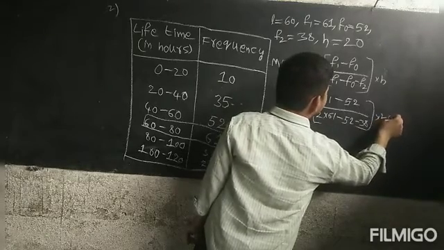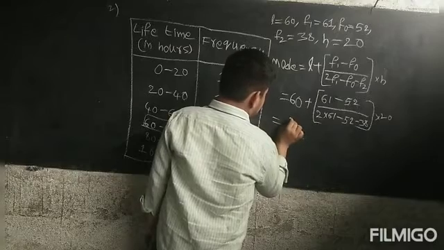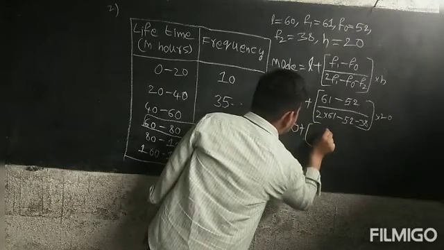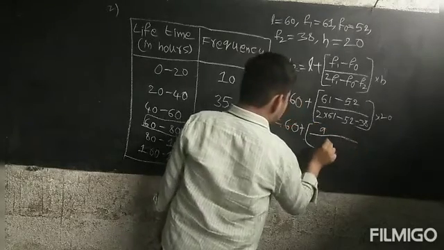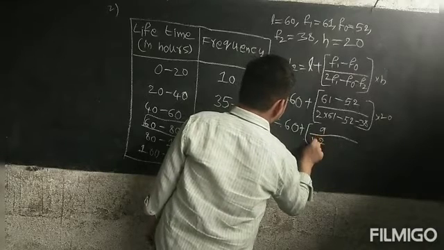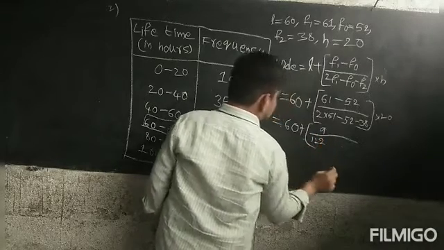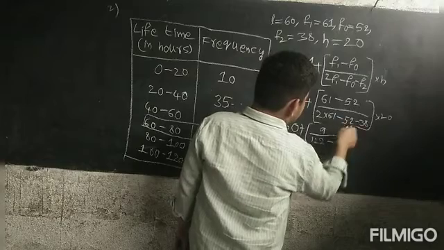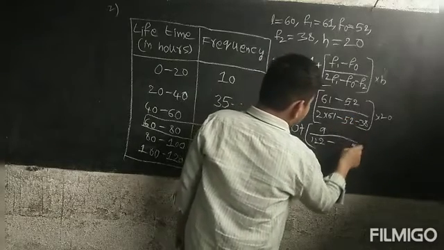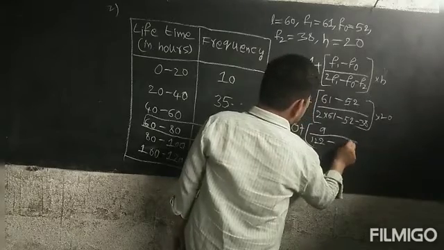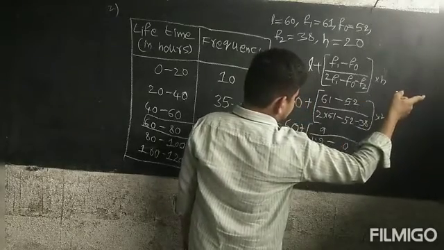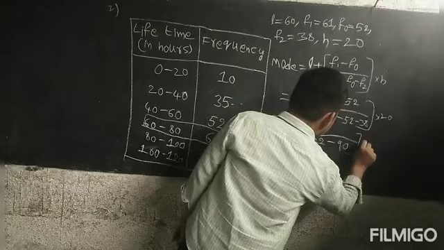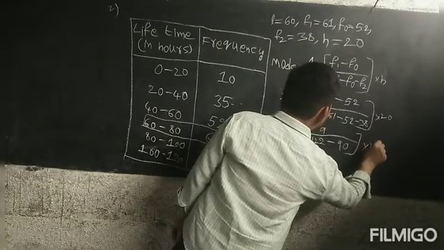Now simplify. Numerator: 61 minus 52 is 9. Denominator: 2 into 61 is 122, 122 minus 52 is 70, minus 38 is 32. So we get 9 by 32, into 20.